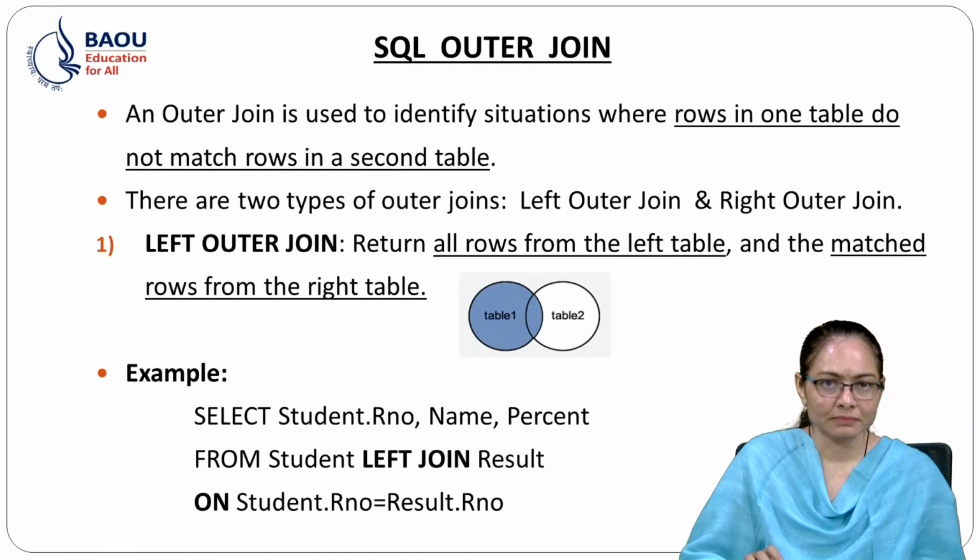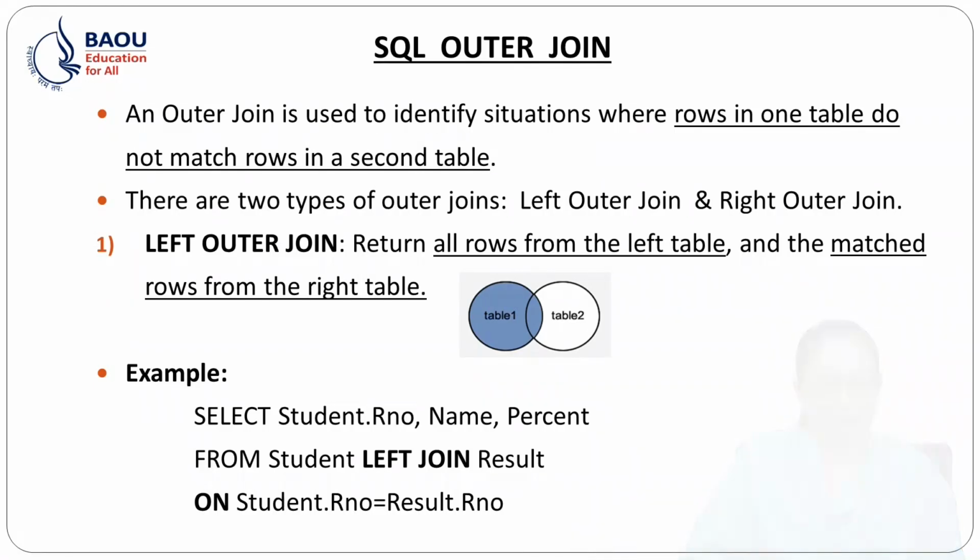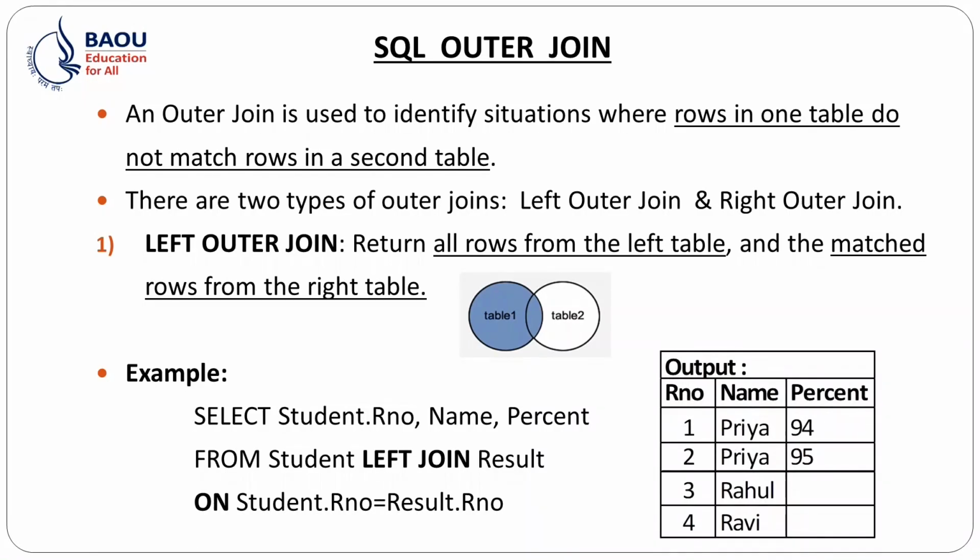For example, select student.roll number, name, percentage from student left join result on student.roll number is equal to result.roll number. Here the left table is the student table. So this query displays all the rows from the student table even if they do not match the roll number in the result table.